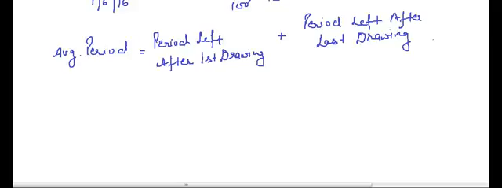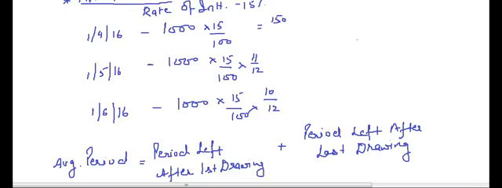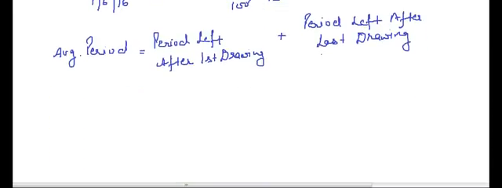Now if he is withdrawing in the beginning of every month, the last drawing will be on 1st of March 2017. Clear? For that accounting period. What is the period left after the last drawing? 1 month. He is using this money for 1 month only. We'll take an average of this. We'll divide this by 2.